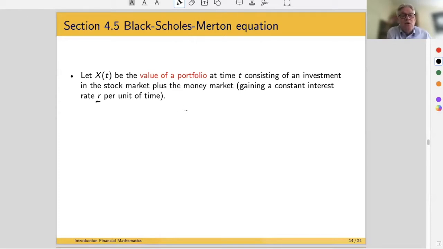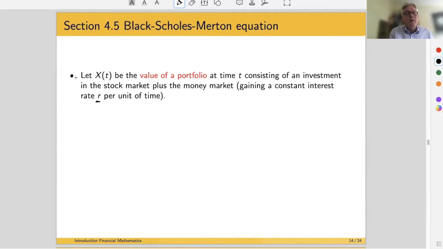In Dutch, that is called obligaties. Bonds may give you a constant interest rate per unit time, and the other part of the portfolio is the more risky part. That is where a trader invests in the stock market. Why do we start with such a portfolio? Well, we will later see that this portfolio forms the basis for the seller of the option, the writer of the option. But that's for later worry.